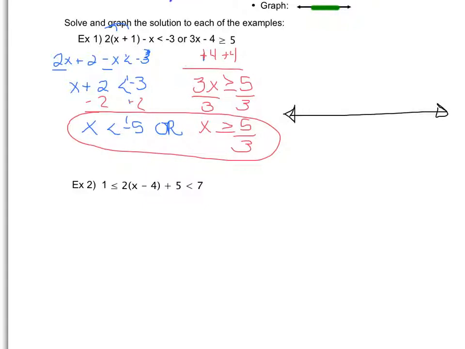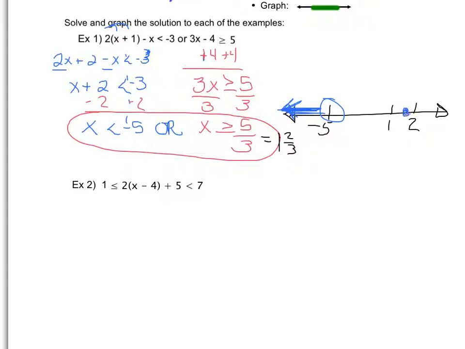I know, just like before, 5 over 3, that that's the same thing as 1 and 2/3. So I'm going to go ahead and put a negative 5 on my number line. I'm going to put a 1 and a 2. I'm going to put an open circle at negative 5. And reading the variable first, x is less than negative 5, so I shade to the left. Then I also have a closed circle at 1 and 2/3.